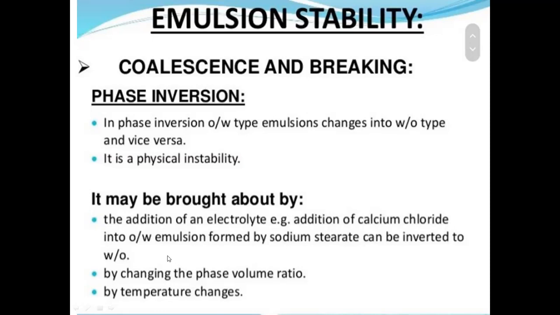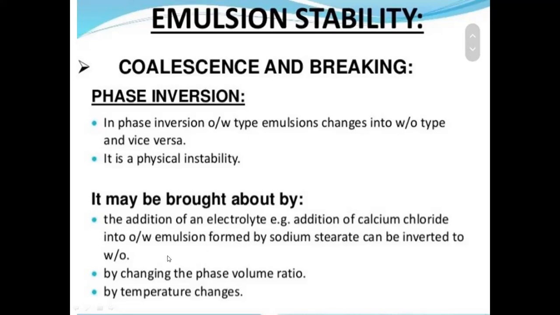it is made from sodium stearate and can be inverted to W by O. म्हणजे आपण calcium chloride O by W type च्या emulsion मध्ये add केले. By sodium stearate it can be inverted, invert means change. It changes into W by O. So in general, one of the important factors for this phase inversion is the phase volume ratio. म्हणजे जो रेशो आपण गम, वॉटर आणि ऑइल जो रेशो आहे 4:2:1, 2:2:1, तो रेशो as such नसेल then it leads to phase inversion.